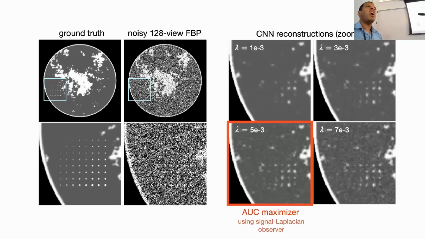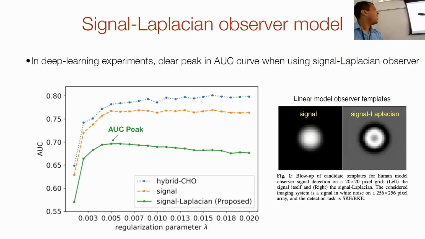For the signal-Laplacian, how many realizations do you need? Oh, that? We haven't really explored that dimension, so we just overkilled. We did 1,000 realizations. But you think it will be less than that? Definitely, it will be less than that.